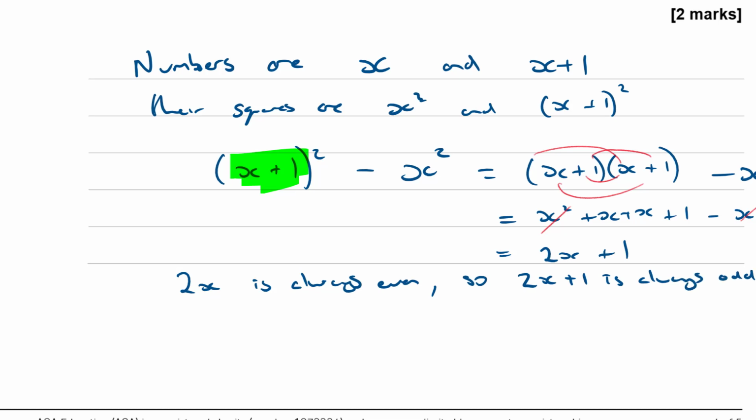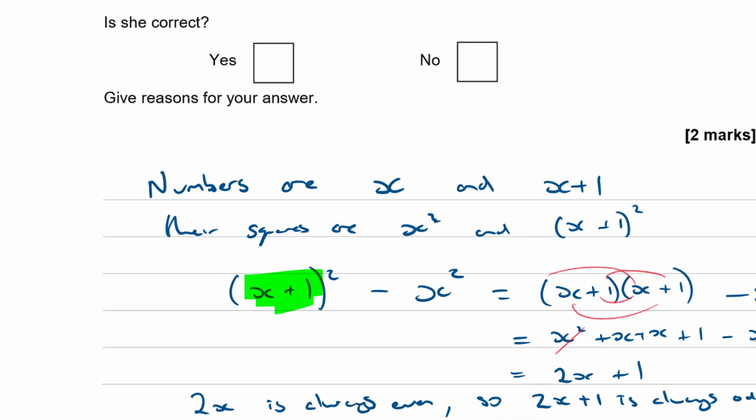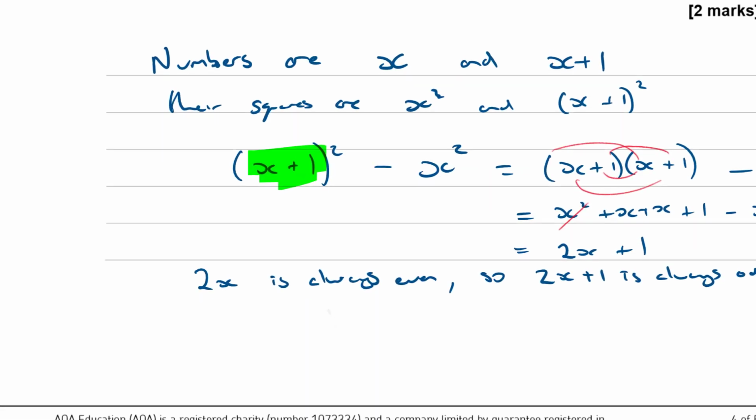Okay, done. Or at least it would be if I'd ticked the right box. Is she correct? The difference between any two consecutive numbers is always odd. Yes, she is correct. That's what I found. Okay, now I really am done.